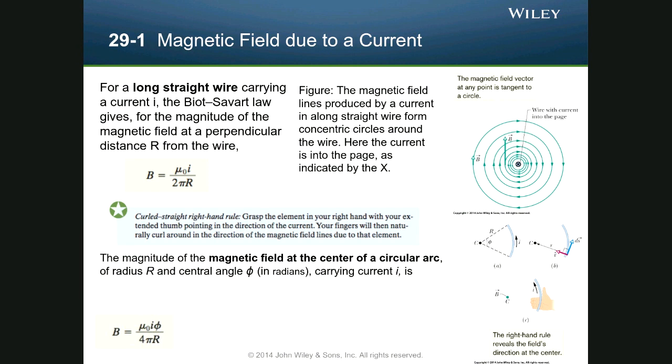Moving on. So we're going to look at some results here, and we're going to prove them both. But right now we're going to state them. So you'll notice that for a long straight wire carrying a current, the Biot-Savart law gives for the magnitude of a magnetic field at a perpendicular distance r from the wire this expression. We're going to prove this, not quite yet.